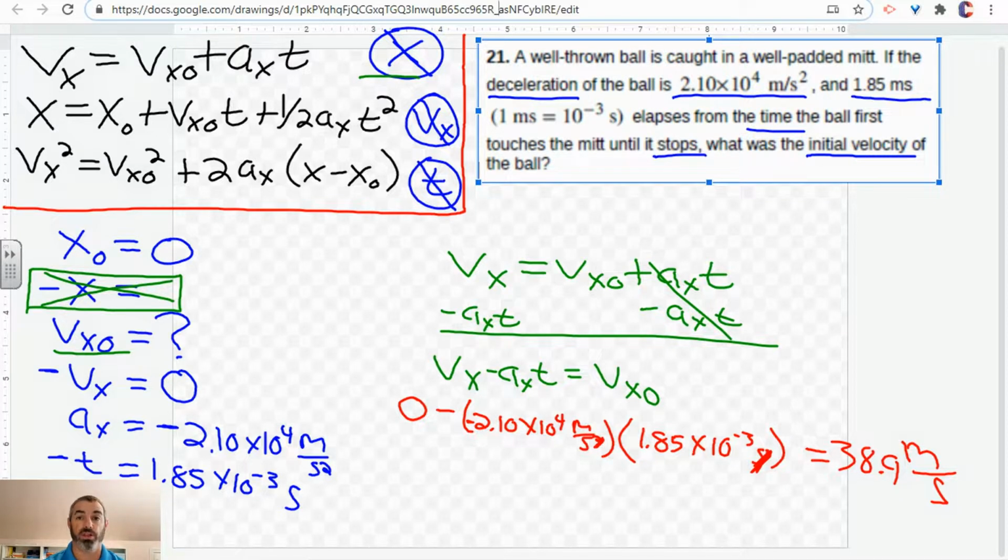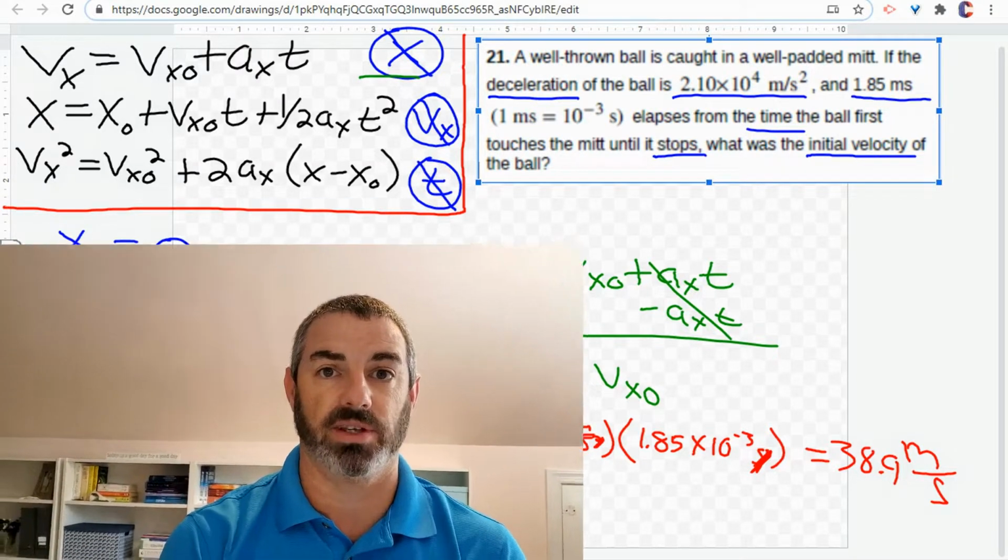Major league players can throw upwards of 90 to 100 miles an hour. So yes, absolutely, a person can throw the ball at 86 miles per hour. So our answer makes sense. So this is how you use the kinematic equations.